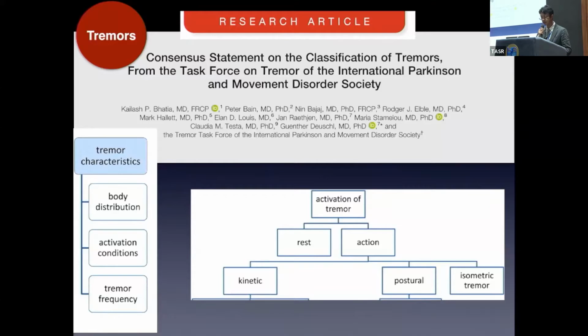And in Parkinson's disease, the tremor frequency is not as high normally as the tremor frequency in essential tremor. So for the activations of tremor, you look at whether it's rest and action, and whether it's kinetic, postural, or isometric tremor.